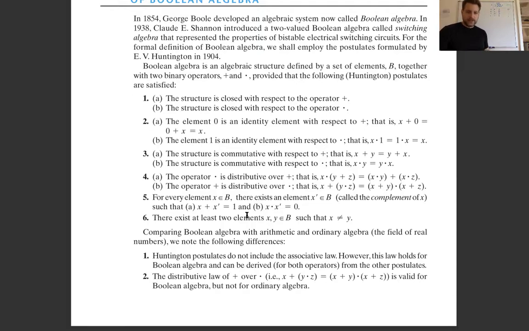Element 1 is an identity element with respect to the other operation. X dot 1 is equal to X. Something dot 1 should be equal to something. So this column isn't that. Same story here. Something dot 1 is equal to something. Well, this is our candidate.